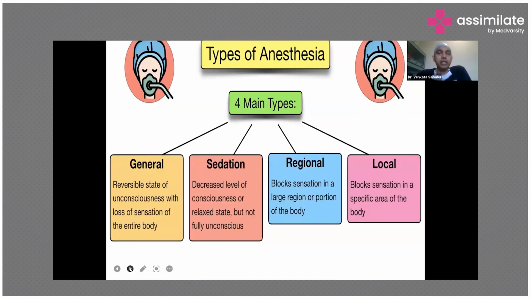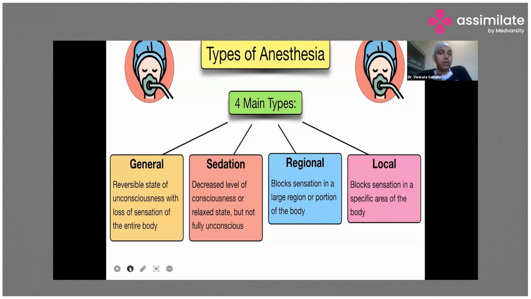So there are four main types of anesthesia: general anesthesia, regional anesthesia, local anesthesia, and sedation. General anesthesia is actually considered true anesthesia, where there is a reversible state of unconsciousness with loss of sensation to the entire body. In general anesthesia, the patient is totally knocked off. He is put to sleep and again he is awakened. The entire thing is under the control of the anesthesiologist.